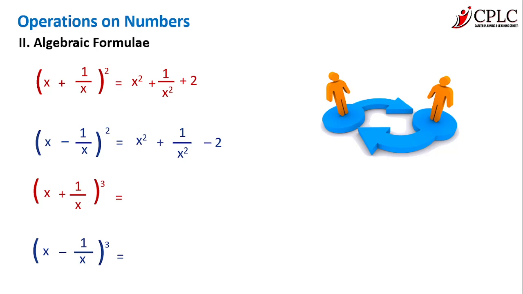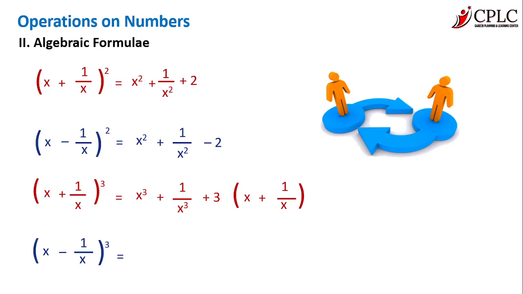Then we have x plus 1 upon x the whole cube, that is a plus b the whole cube, and we are going to use the alternate formula, not the original formula. So the alternate formula, if you remember, was a cube plus b cube. So you get x cube plus 1 upon x cube, and then you have 3ab. So 3ab becomes 3 only because x and 1 upon x after multiplication get cancelled out. And then you have in the bracket a plus b, which is x plus 1 upon x.